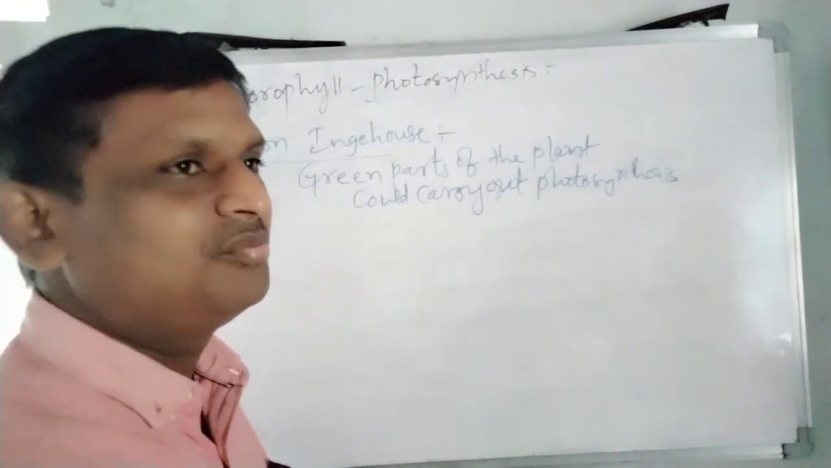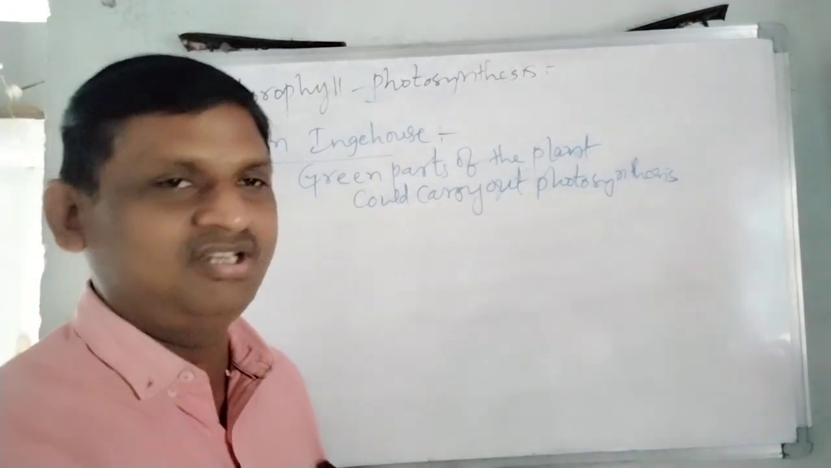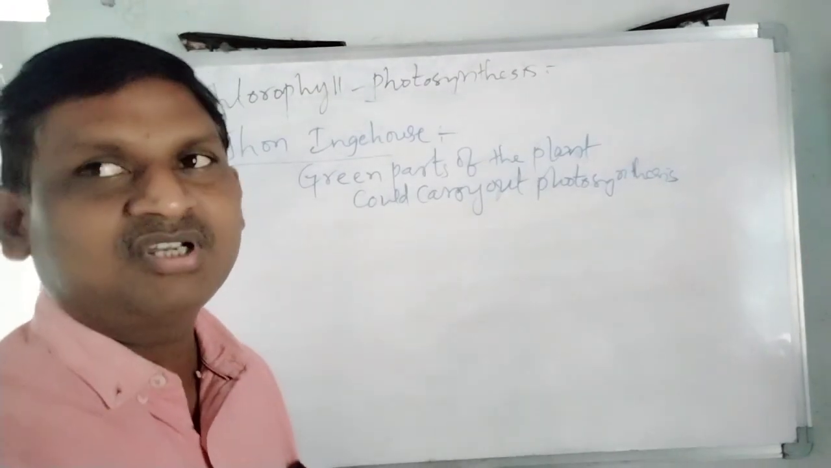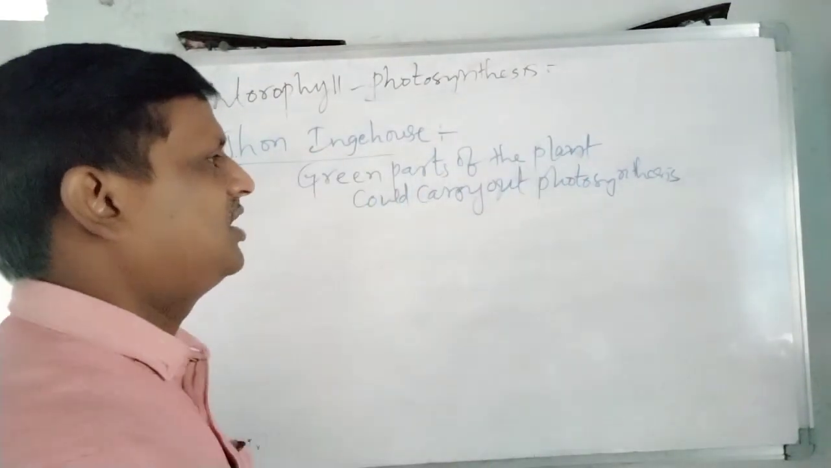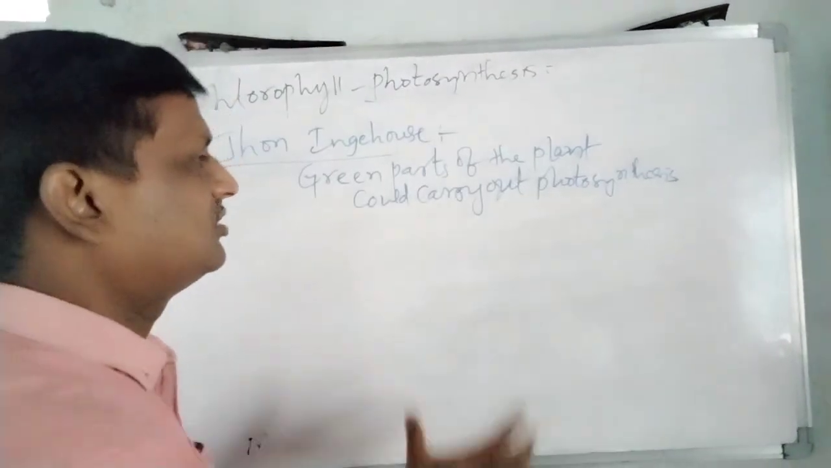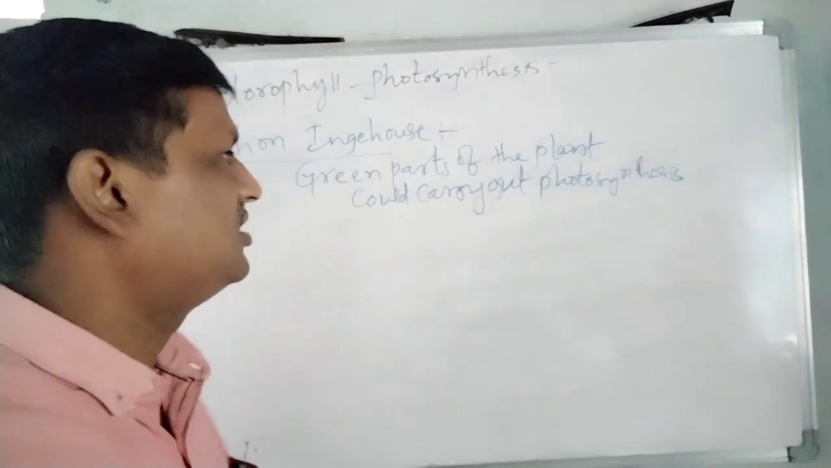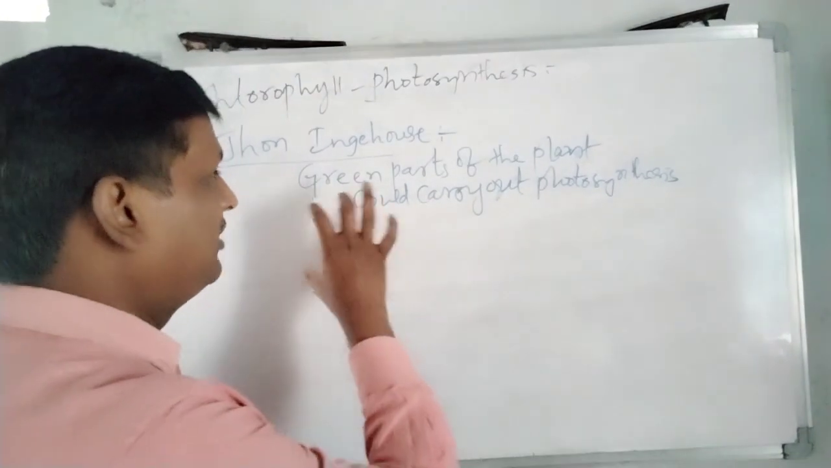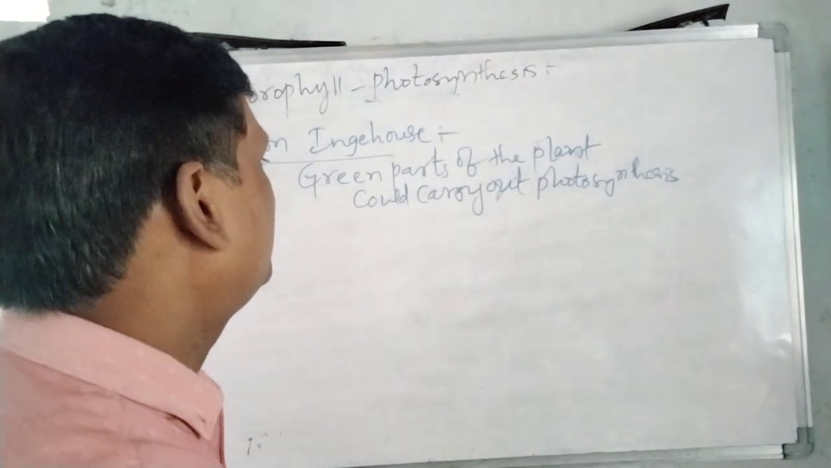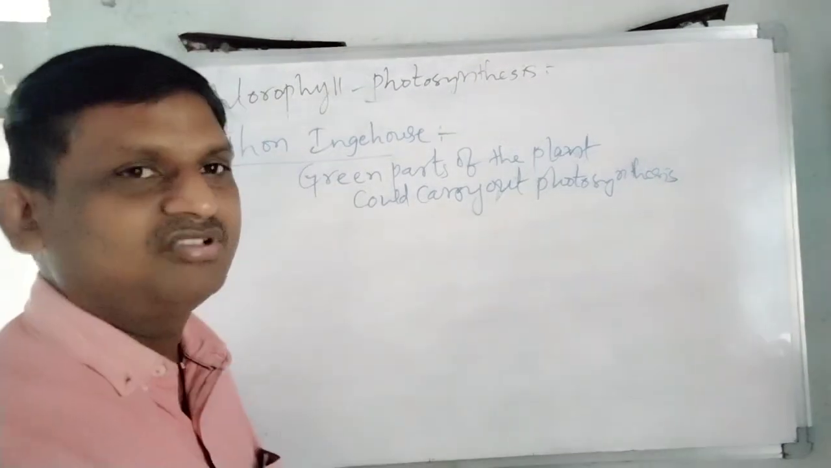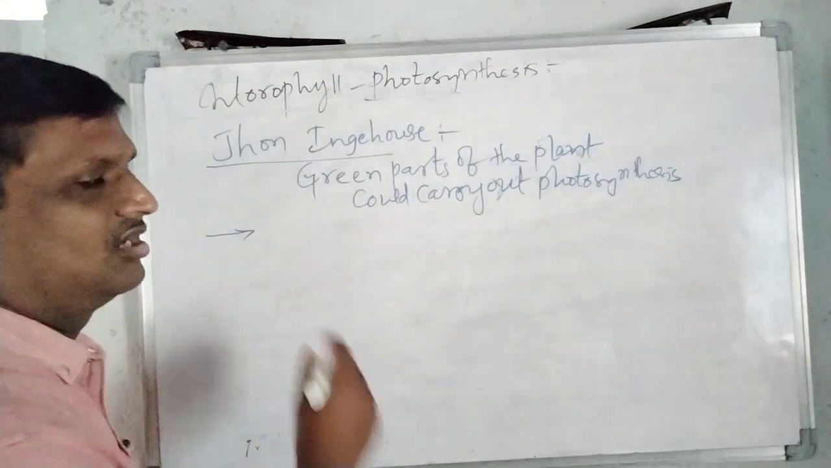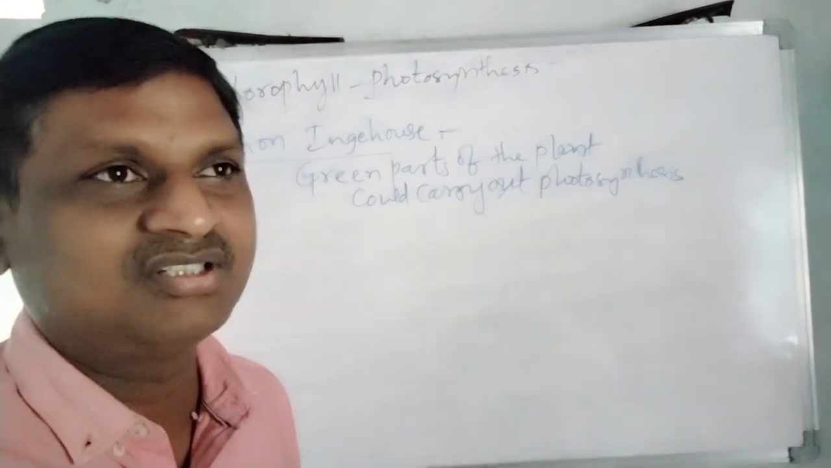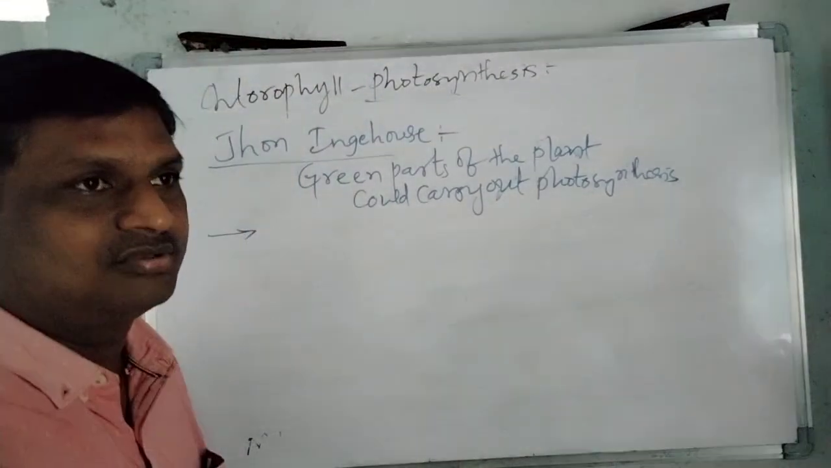Then where are the green parts of the plant? Leaves are green in color, and even some stems are also green in color. So like this, green parts of the plant could carry out the photosynthesis. This statement is given by John Ingenhousz. Whenever he gave this statement, some other scientists raised some questions against John Ingenhousz.